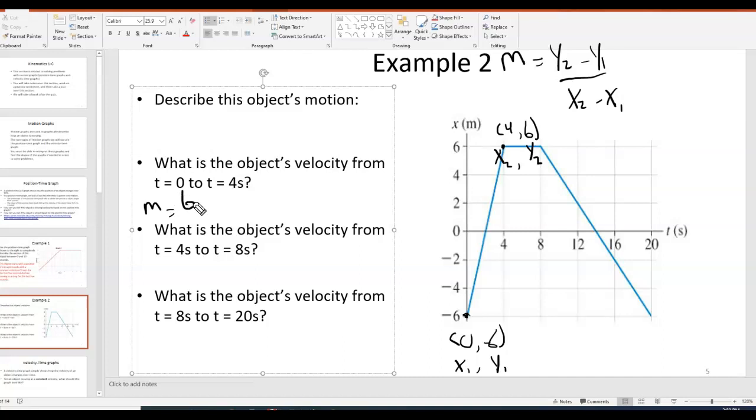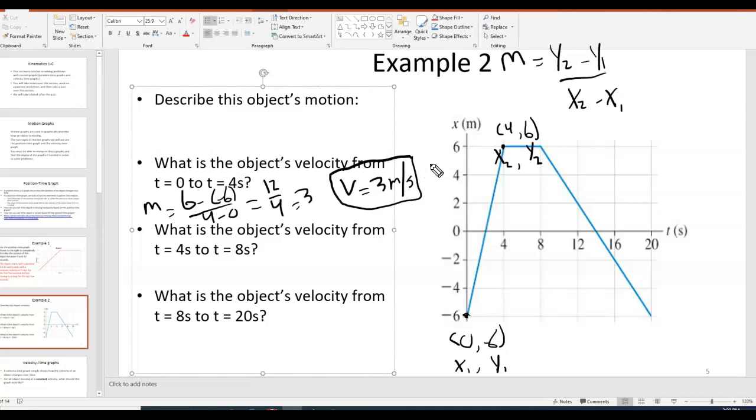So I have 6 minus -6 divided by 4 minus 0. 6 minus a -6 equals a positive 12. 4 minus 0 equals 4. And so that would be 3. And so the velocity of the object from 0 seconds to 4 seconds is going to be v equals 3 meters per second. Okay, and so that's how you would calculate the velocity from this position time graph.